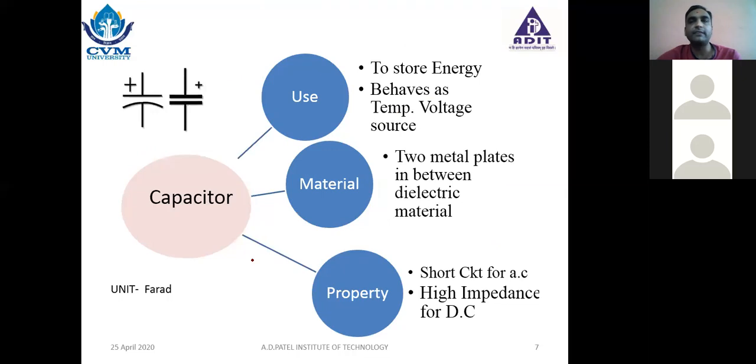The next component, which is like the inductor, that we use in the laboratory, is the capacitor. The capacitor symbol is like this. It is also used to store energy. Now what is the difference between a capacitor and an inductor? Whenever you charge the capacitor and afterwards take the energy from it, it behaves as a temporary voltage source. Remember, the inductor was used as a temporary current source. This will behave as a temporary voltage source.